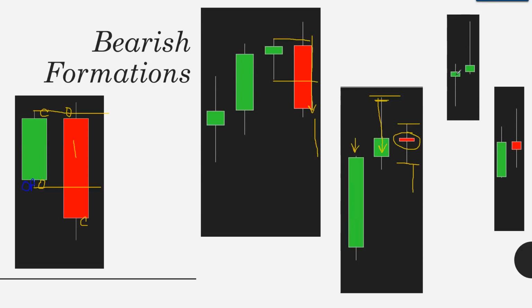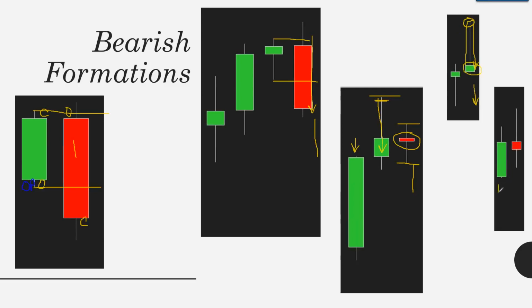We then have a two-bar formation that looks very similar, in that this makes a high, but then it closes down here at the bottom. And it's really telling you the same thing in that the buyers came in, they took price up, but then sellers stepped in and they pushed it right back down. This is indicative that the next price bar will go down.